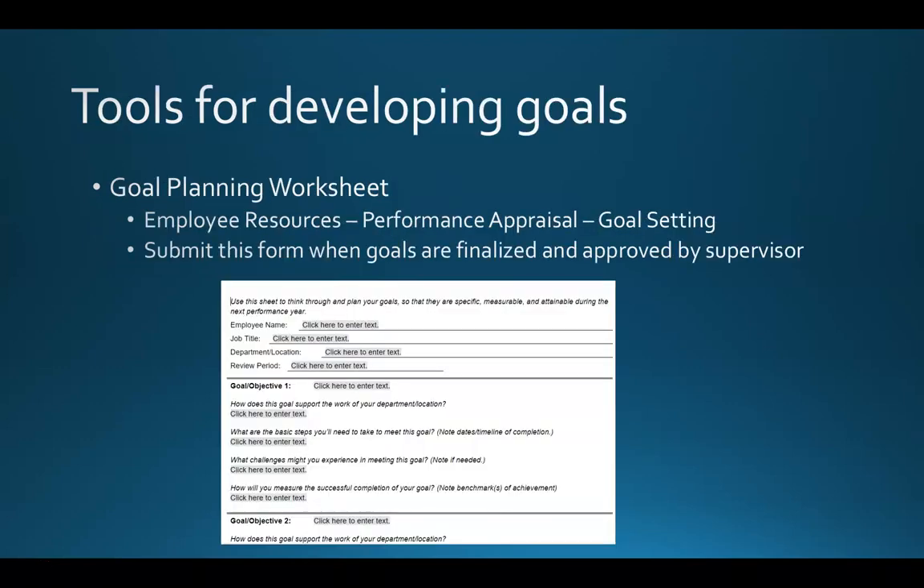We're now going to review some tools that are available for your use in drafting your goals. The goal planning worksheet shown here is available on the Employee Resources site. It is part of the resources listed on the goal setting page, which is linked from the performance appraisal page. This is the form that you will fill out as part of the formal goal setting process, but it is designed to help you begin planning how you will achieve your goals by asking questions that should sound familiar from the discussion we've just had about creating SMART goals.